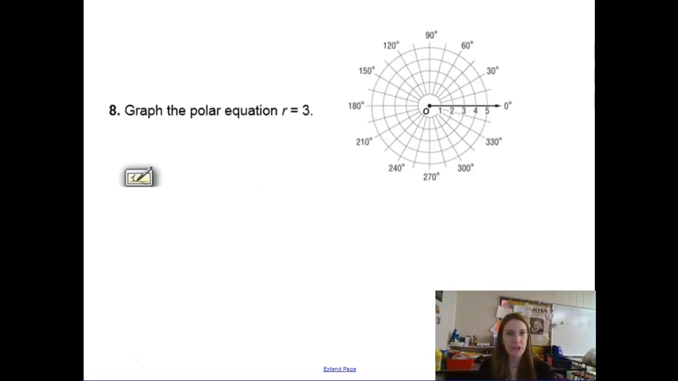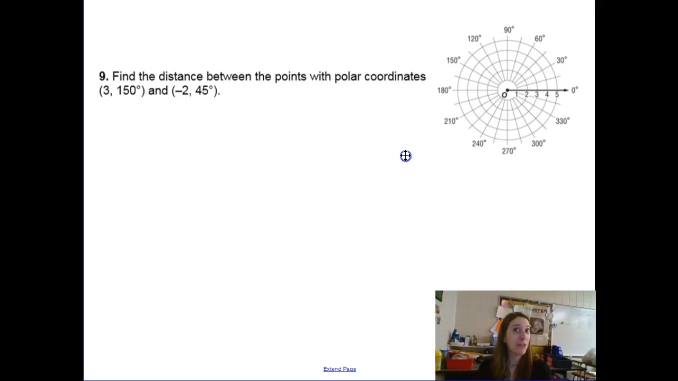A little reminder from yesterday. They want me to graph R equals 3. Again, a reminder from yesterday. So you go to the third loop, 1, 2, 3. And you trace the R. That was pretty good. I'm going to call that a win.